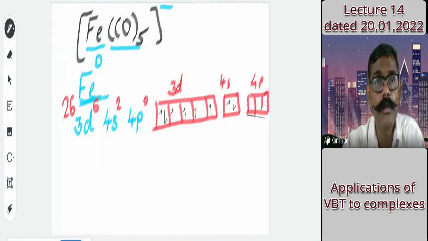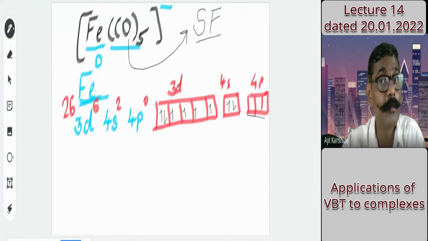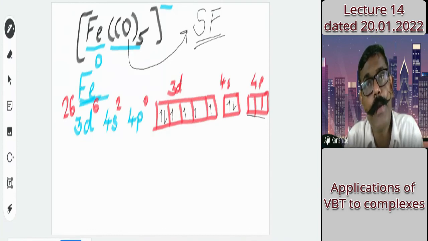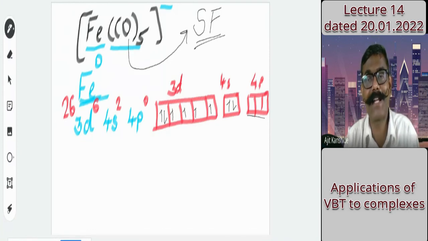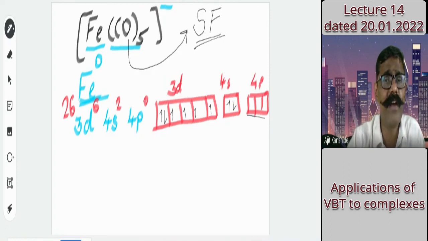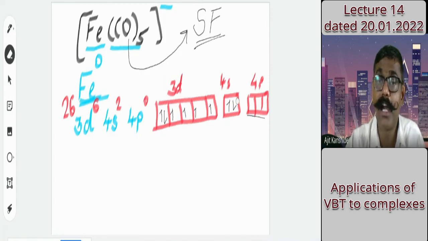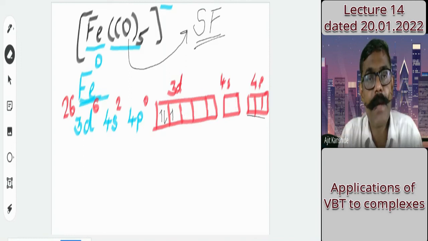Now a hint I give you. This carbonyl ligand is a strong field ligand. Last time also, in the case of the nickel complex, I told you it was a strong field ligand. So electrons are to pair against Hund's rule of maximum multiplicity. So I want the final answer from you: what will be the electronic configuration in the complex? 3d6 4s2 was the previous one. Now in the complex, what will it be?